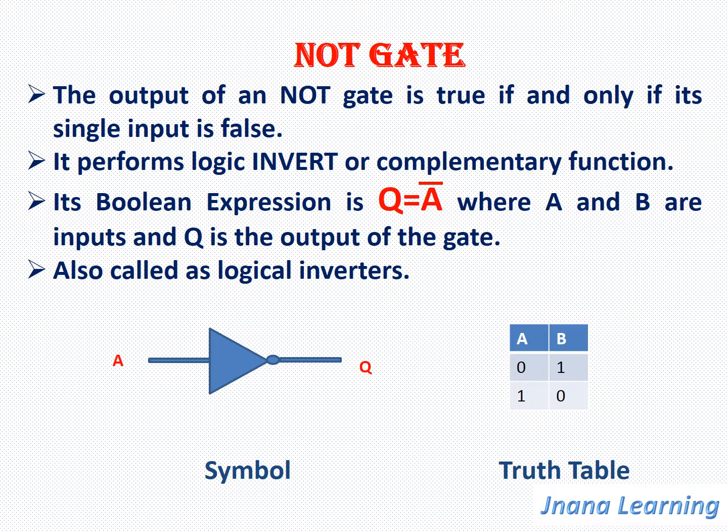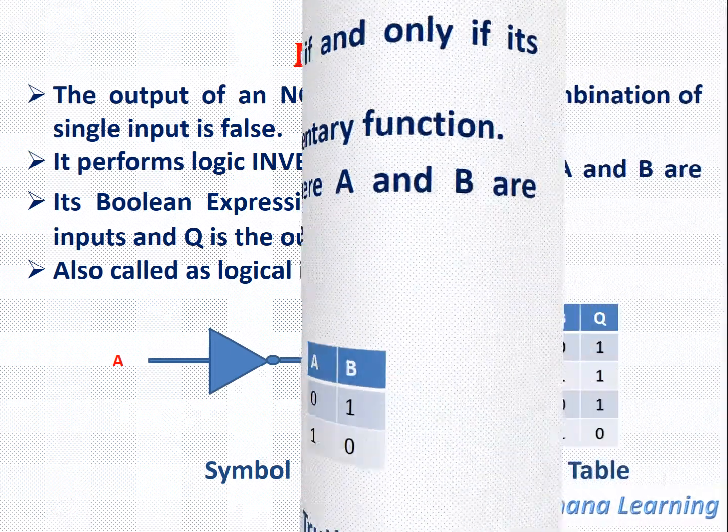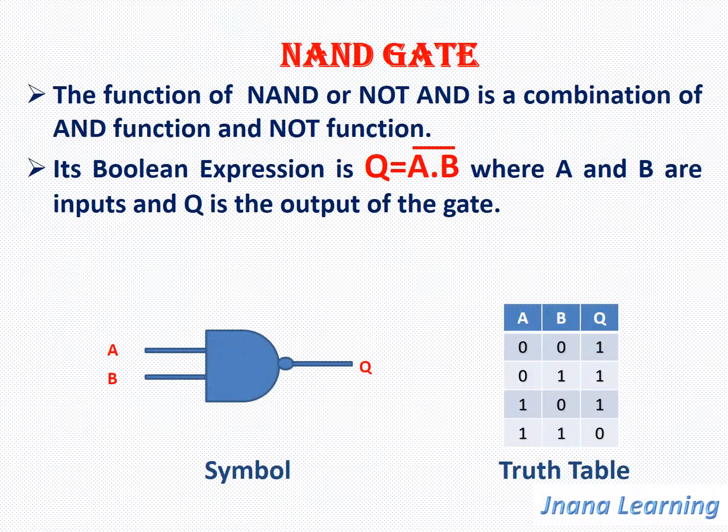Next we move on to the compound gates. First one, NAND gate. The NAND gate is also called as NOT AND gate. It is a combination of AND function and NOT function. And the Boolean expression is Q is equal to (A dot B) whole complement.